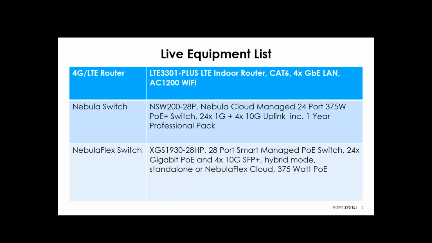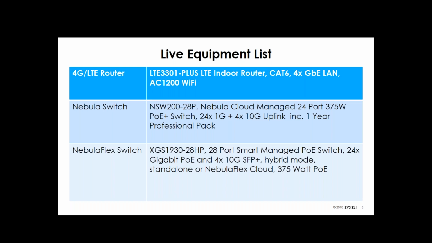I've got a Zyxel LTE 3301 Plus router, so that's a category 6 4G device. And then I've got a number of switches, Nebula switches and Nebula Flex switches, just hanging off of that LTE device. So the idea that I'm trying to get across is I've got no direct network connection from this presentation laptop to the Nebula equipment. It's all working genuinely via the cloud.